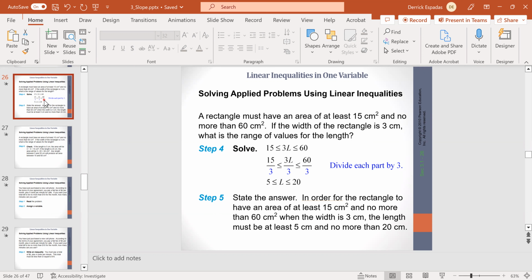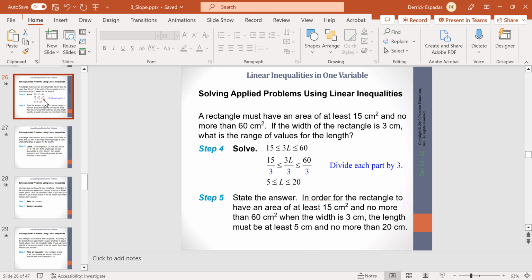So 15 divided by 3 is 5. 3 divided by 3 just leaves us with the L, which is exactly what we wanted. And then 60 divided by 3 is 20. Notice we didn't flip the signs because we were dividing by a positive, not a negative. We only flip the signs if we divide by a negative. So our statement equals 5 is less than or equal to the length, which is less than or equal to 20.